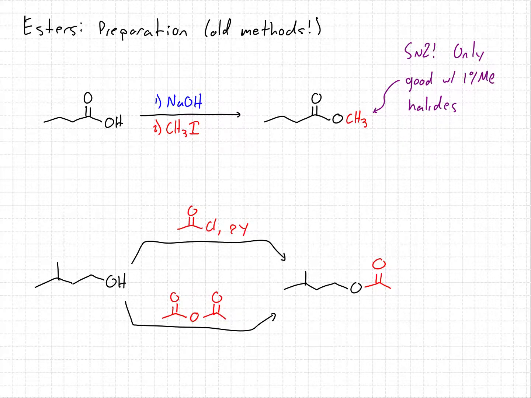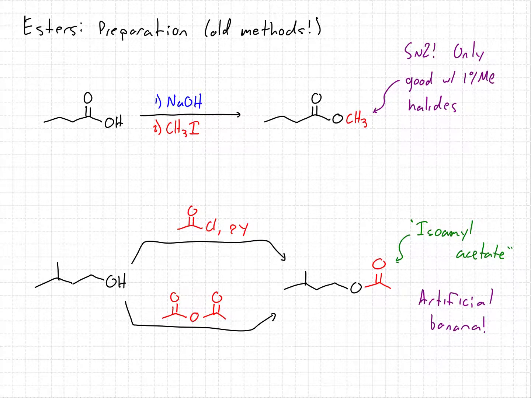We can also prepare esters, as we've just seen, from acid chlorides and acid anhydrides. The ester reacts with both of them in the presence of base or without to produce an ester. This particular ester is known as isoamyl acetate, and it is actually the main component of artificial banana flavor.